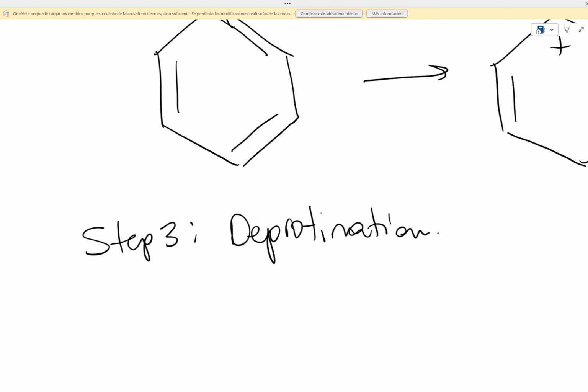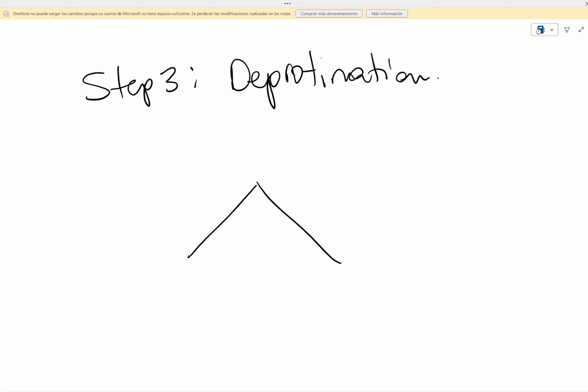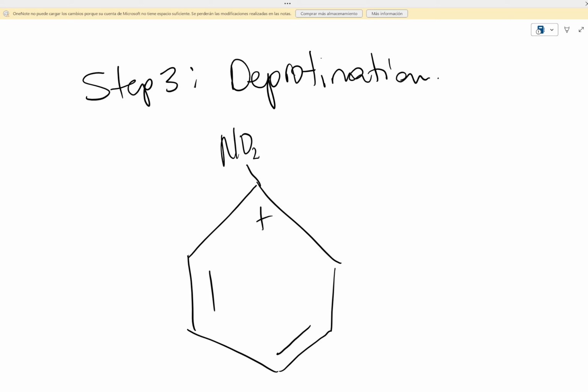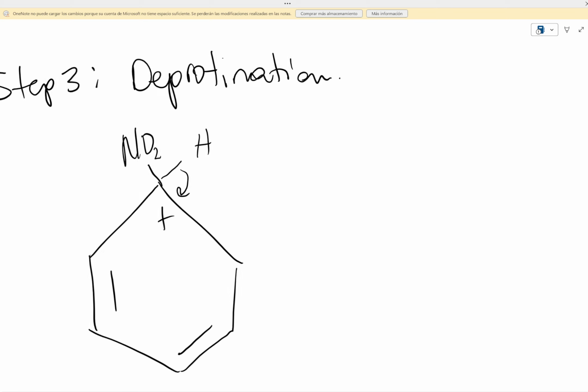Deprotonation. So in this step we're gonna take our intermediate and realize that because the aromaticity has been broken, we're gonna need to restore sp2 hybridization on this carbon. So the electrons from the hydrogen are going to be moving back into the ring system to restore stability, and then we're going to have that removed as a proton.